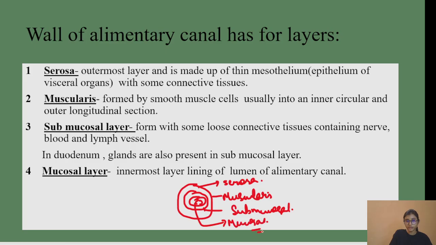Now the mucosal layer is what? The innermost layer, the lining of the lumen of the alimentary canal. Submucosa has loose connective tissue, and contains nerves, blood and lymph vessels, and some glands are also present. The muscularis is again what? The smooth muscles, with an inner circular and outer longitudinal section, and serosa is the outermost layer.